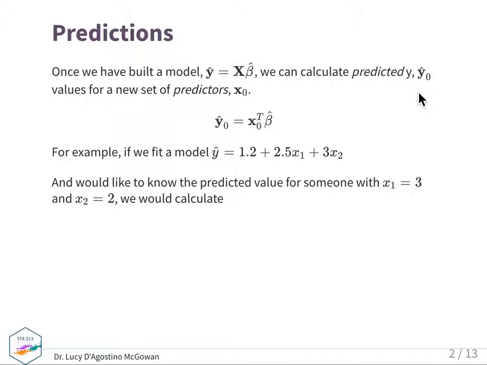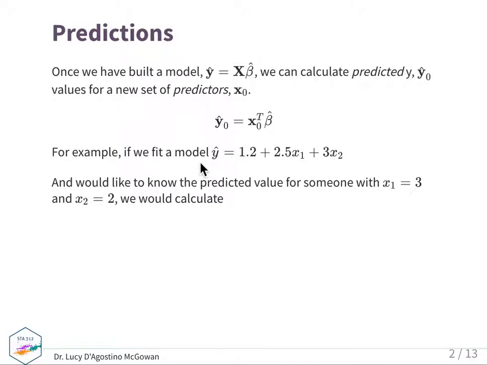So for example, if we fit a model y hat equals 1.2 plus 2.5 times x1 plus 3 times x2, this was our model, and we wanted to know the predicted value for someone with a value of x1 of 3 and x2 of 2. What would you do? Well, I think in a previous class, you may have just learned this as you just plug in x1 here for x1, and you plug in x2 here for x2, and then you add up all those components, and you end up getting your predicted value, which is exactly what you do.